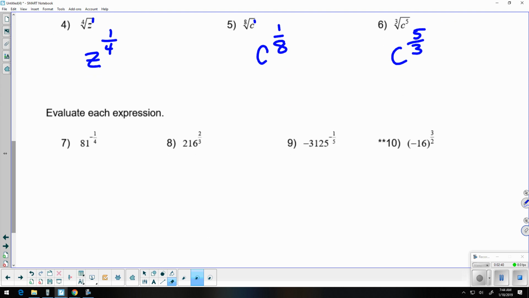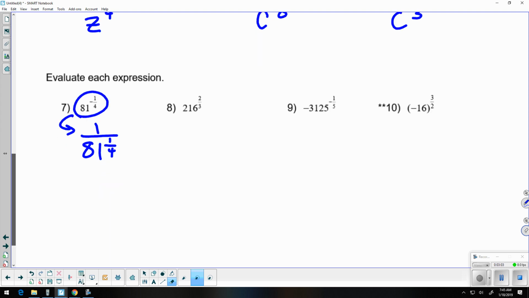Okay. The next ones, now we have to actually evaluate each expression. So remembering your laws of exponents too, because 7 and 9 both have a negative exponent. So how this is going to work for number 7, well, you can't deal with negative exponents. You got to make it positive. So to make it positive, you got to move it down. You got to do the reciprocal, but I'd always just say move it downstairs to make this 1 over 81 to the positive 1/4. So once you relocate it, now it's a positive exponent.